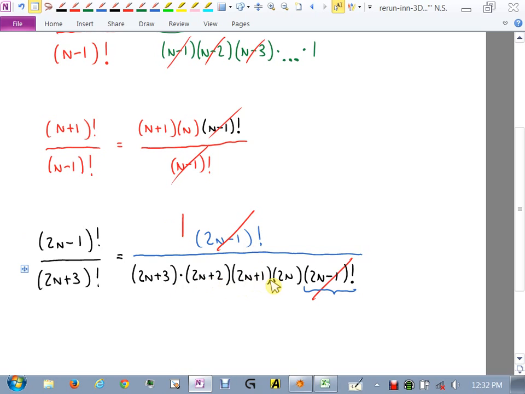How many times I had to do it? It was like the difference between these two, right? This one was 2n plus 3. This one's 2n minus 1. There's like 4 between there. That's how many wound up getting peeled off.